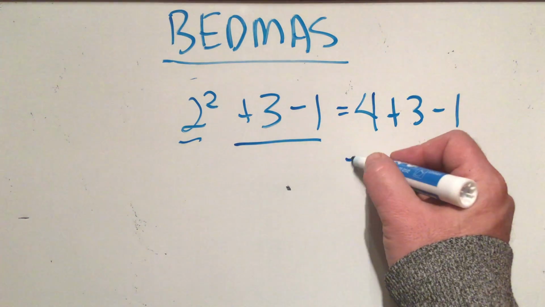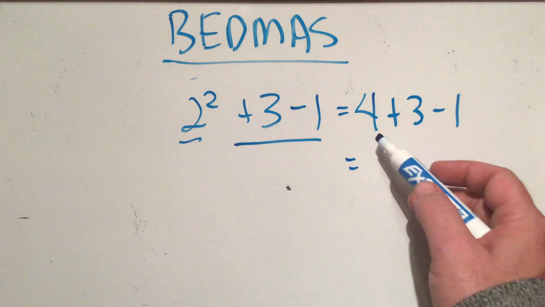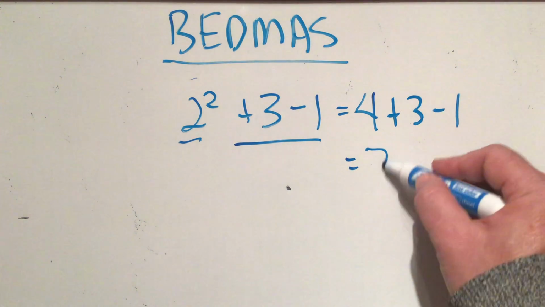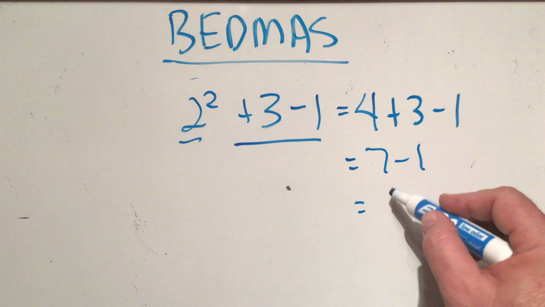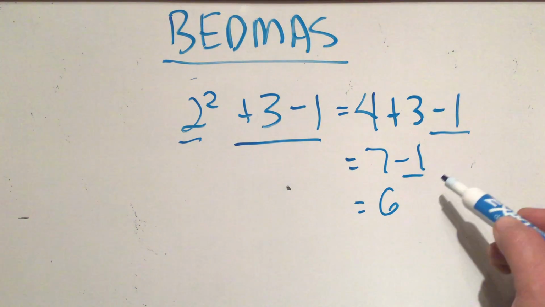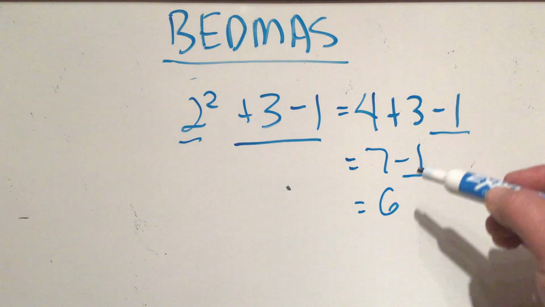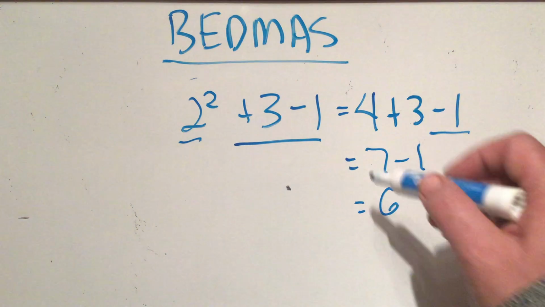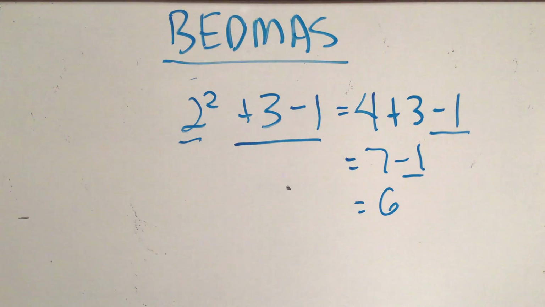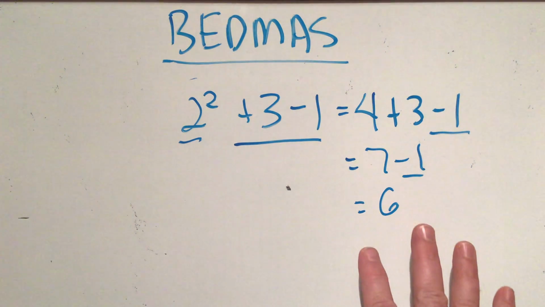And then the next step I do is I have to add and subtract in the order they appear. So the next thing I do is 4 plus 3 is 7. And the next step after that is 7 minus 1, which is 6. Notice I put the minus 1 there. Okay, even though I wasn't using it, it still has to stay there to keep everything equal. Notice all my equal signs are going down in a straight line. That's the other thing you have to be aware of. All your equal signs always go down in a straight line.